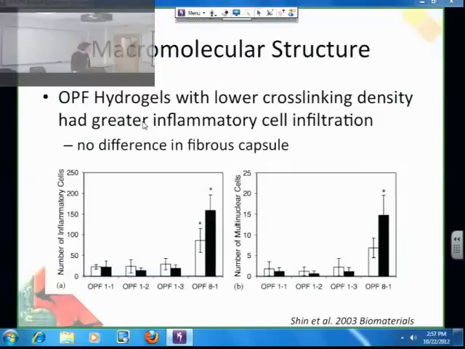But the difference between those and the OPF-8-1 that's shown on the right of both graphs here is that those hydrogels had a much lower cross-linking density because the molecular weight of the PEG used to cross-link those hydrogels was a lot bigger.